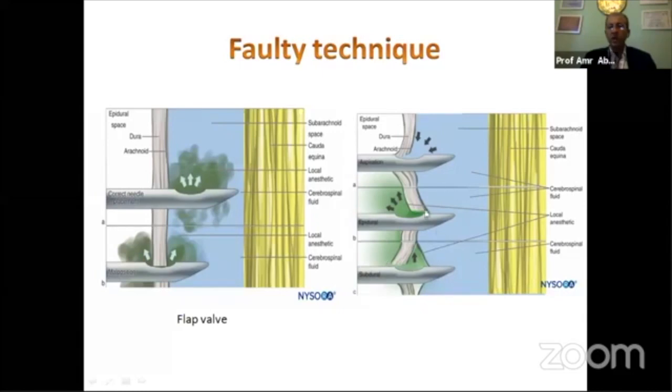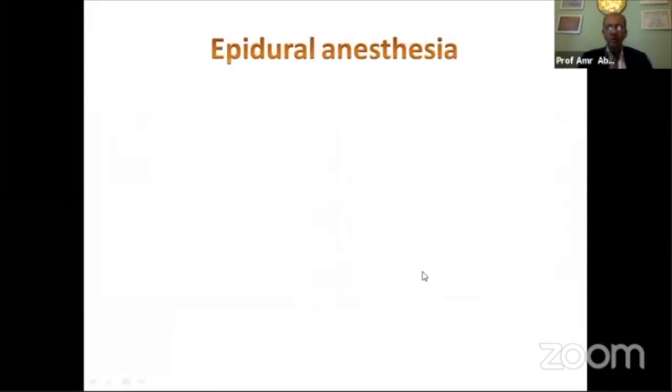Here's another cartoon picture coming from the New York School of Regional Anesthesia. If you have this flap-like picture, during the aspiration the CSF will come back, and then during the injection, part of the local anesthetic will pass into the epidural space, while another part will pass into the subdural space. And this will lead to latency and delay in the block.